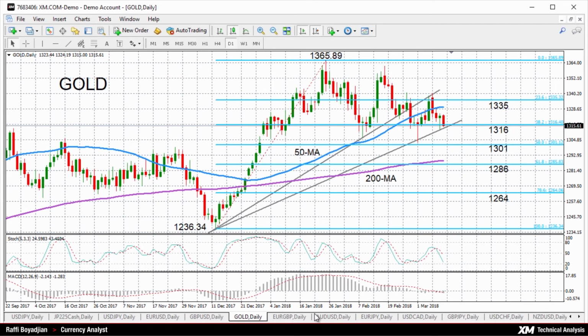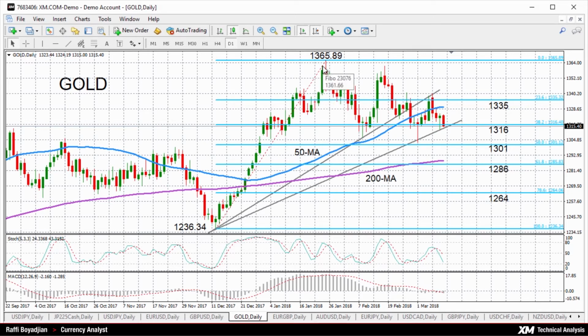And our final instrument for today is gold. Gold is looking fairly bearish at the moment. We can see it in the stochastic oscillator. The percentage K line had a bearish crossover with the percentage D line and is heading towards the 20 oversold level. Prices though have managed to find some support from the 38.2% Fibonacci retracement of the up leg from 1,236 to 1,365.